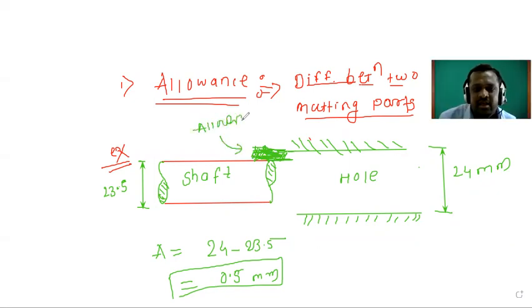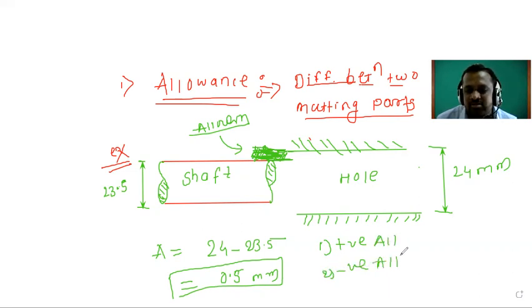Then again there are two types of allowances: positive allowance and negative allowance. When can we call it a positive allowance and a negative allowance? Simple. If the shaft size is small and the hole size is more, if the shaft is smaller and the hole is bigger, that time it is called the positive allowance. And suppose, for example, suppose this is the shaft.